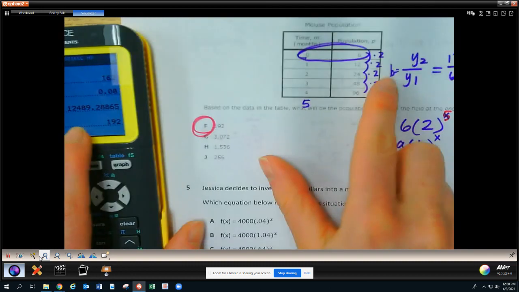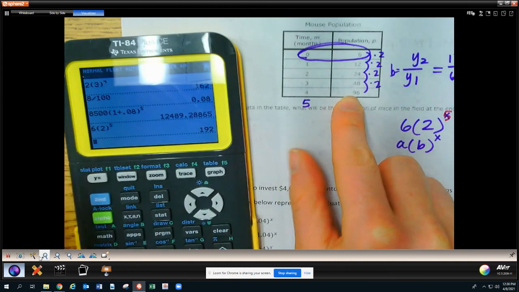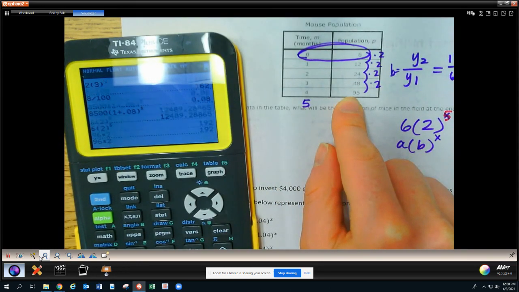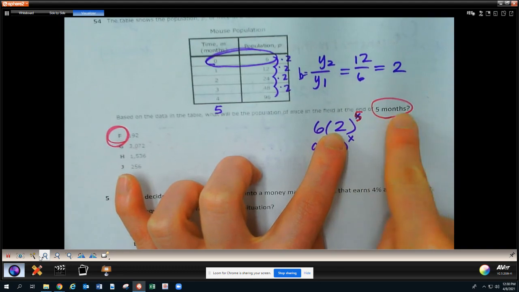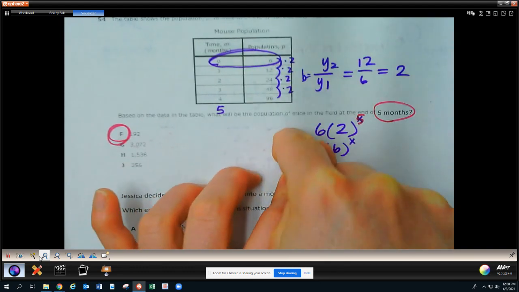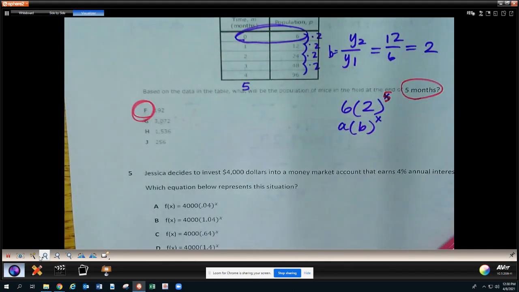You can also just keep the pattern going in the table. Take that 96 times 2 would give you the exact same answer. I just wrote the formula just in case it was like 10 months or 100 months. You wouldn't want to keep the pattern going all the way to 100 months.